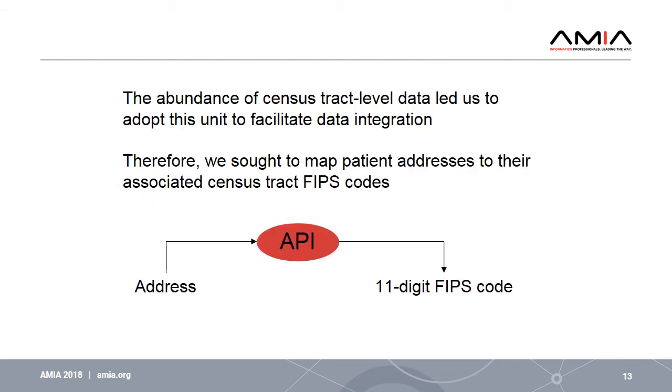During our research, we found that data was more readily available at the census tract level, so that led us to adopt this unit to facilitate data integration. From there, we mapped patient addresses to their associated census tract FIPS codes. For instance, we took patient addresses, we sent that to an API, such as the U.S. Census Bureau, and it returned an 11-digit FIPS code.